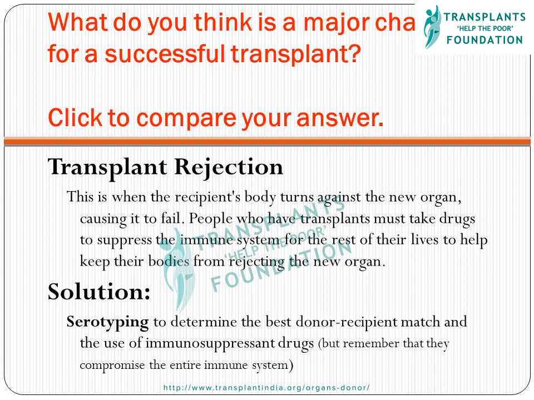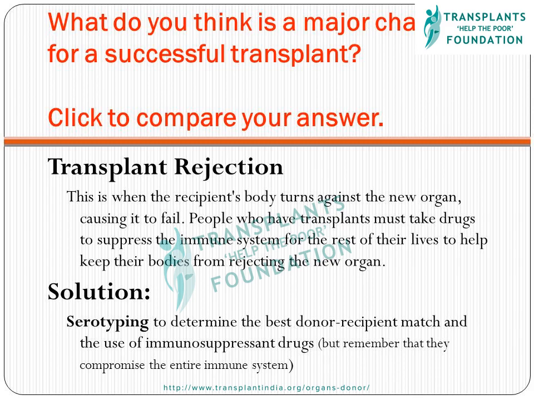What do you think is a major challenge for a successful transplant? Click to compare your answer. Transplant rejection. This is when the recipient's body turns against the new organ, causing it to fail. People who have transplants must take drugs to suppress the immune system for the rest of their lives to help keep their bodies from rejecting the new organ.